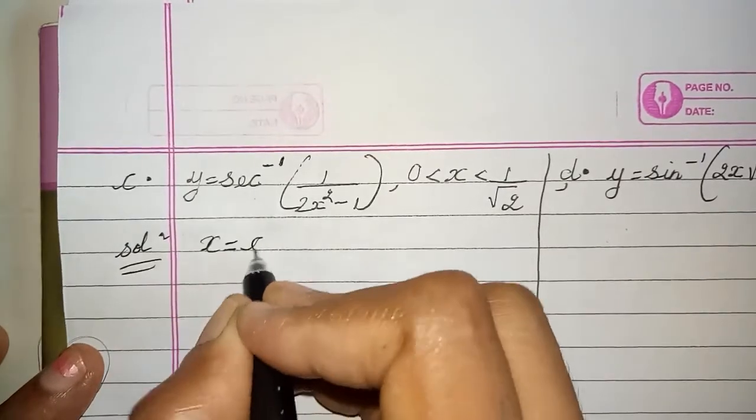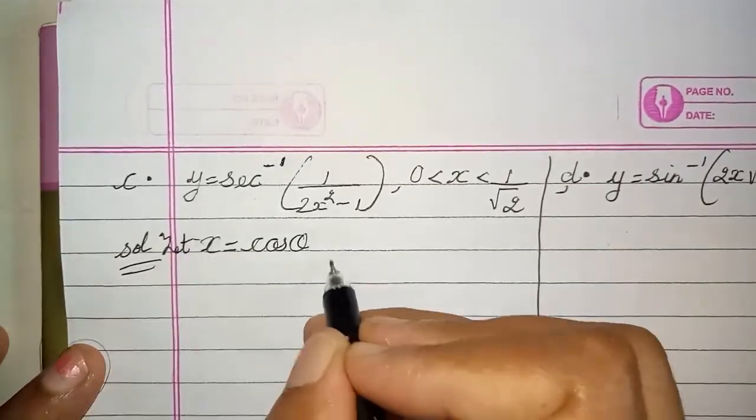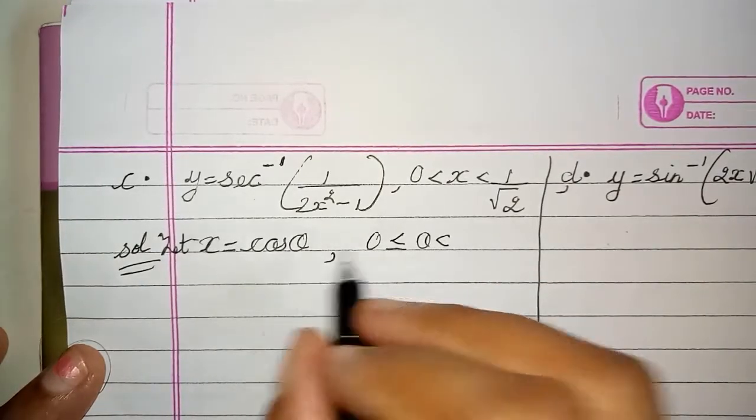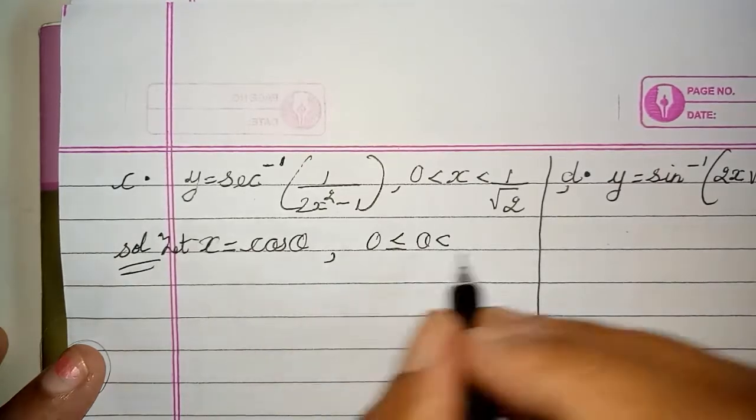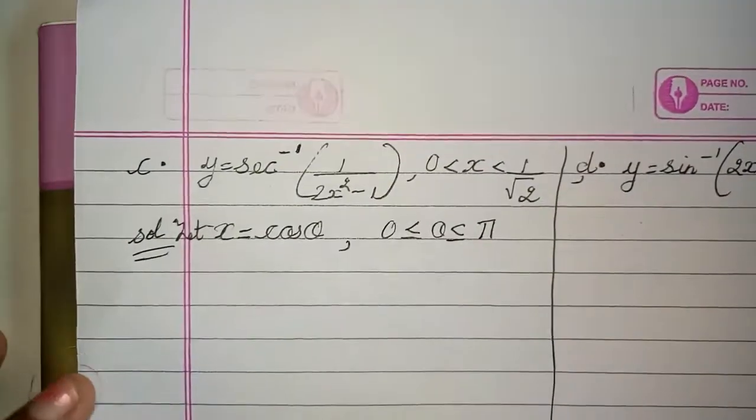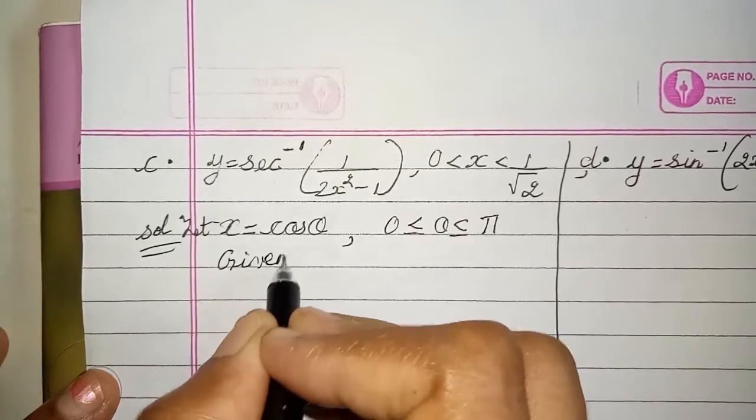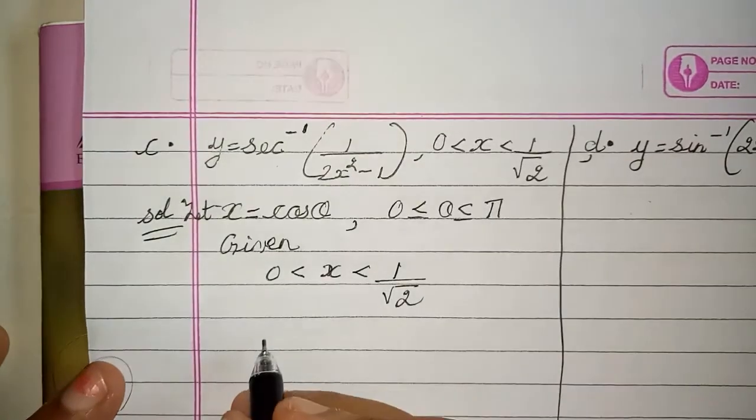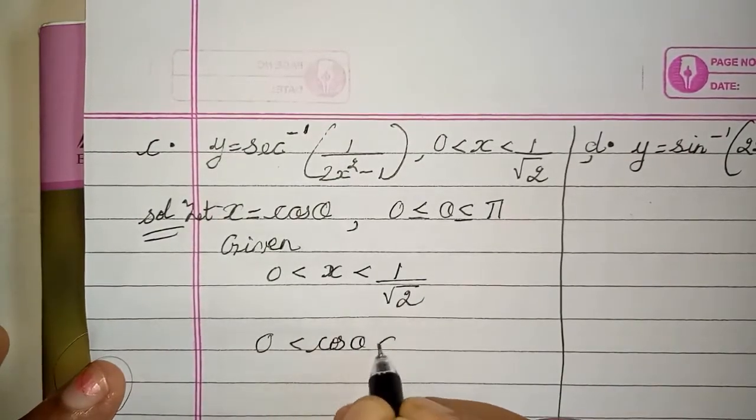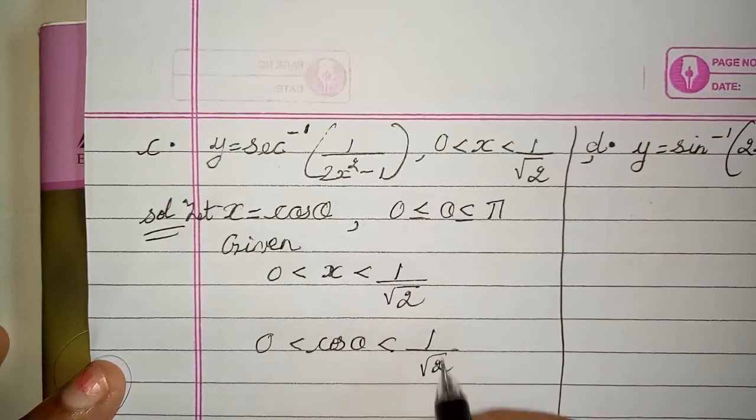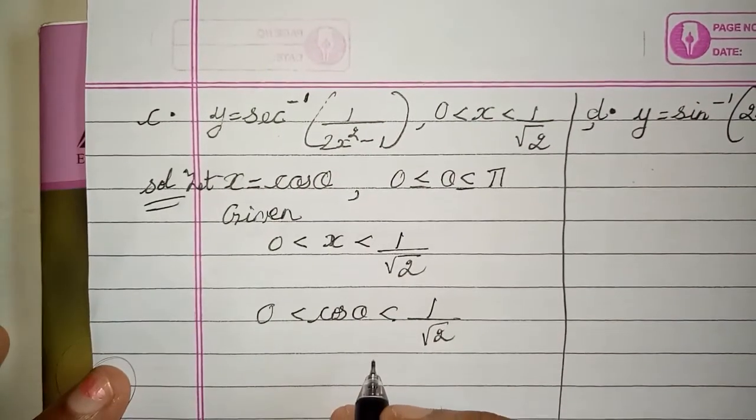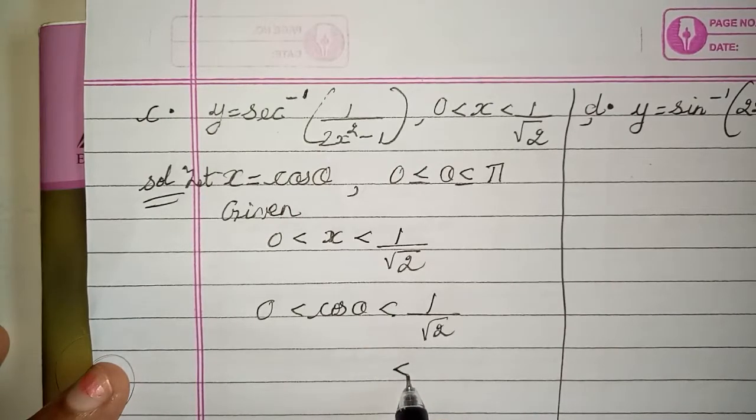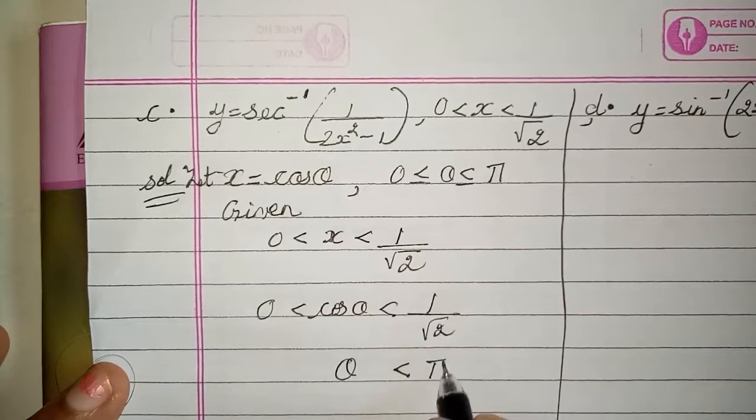So if I put here x as cos theta, you know that for its existence your theta should be between 0 and pi, your domain should be the closed interval 0 to pi. This we have already seen in lesson number 2. But given it is 0 less than x less than 1 by root 2, so 0 less than cos theta less than 1 by root 2. Cos of which angle is 1 by root 2, children? 45 degrees. Yes. So your theta is going to be pi by 4.